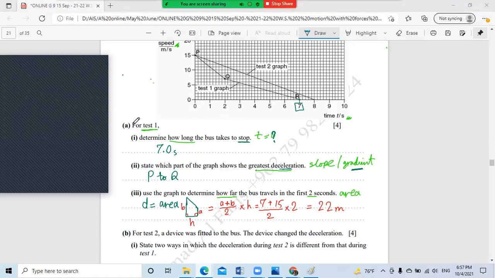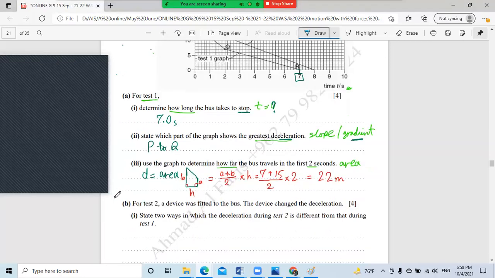Now that's for test 1. We find the time. How long does it need to stop? 7 seconds. We decide which one has greater deceleration: P to Q, because it's steeper than Q to R. We find the distance traveled only in the first 2 seconds from the whole area under the shape of the trapezium. That's for test 1.